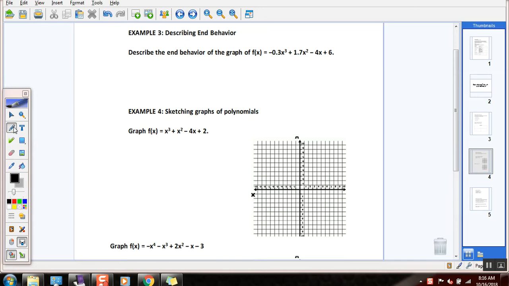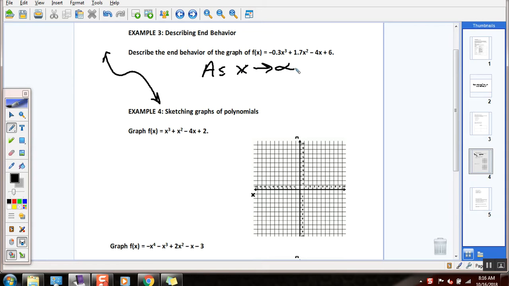Here you've got this function right here that you said is odd. It's cubic, and its leading coefficient is negative. So its graph would take on some kind of a shape like this. Okay? So if I want to talk about end behaviors, I want to talk about it as x approaches positive infinity and as x approaches negative infinity, what's happening?